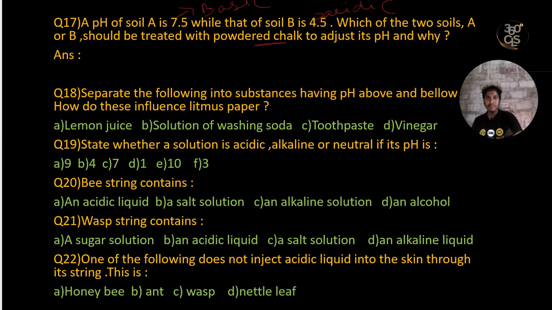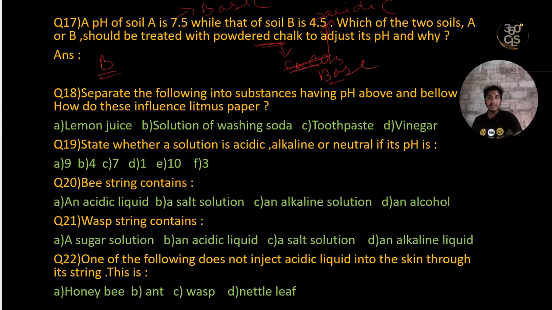Powder chalk is also known as calcium carbonate. Powder chalk is a base. So we have to add powder chalk to adjust its pH, and why? Because we will add this base to an acid. As our soil is acidic, we will add a base to neutralize it. So the answer is B.